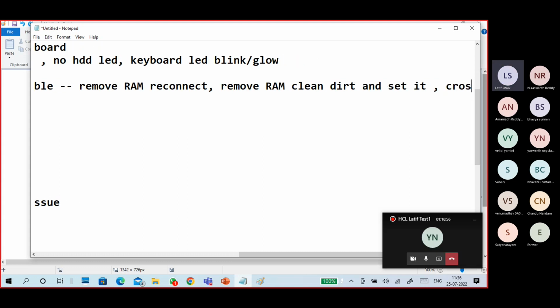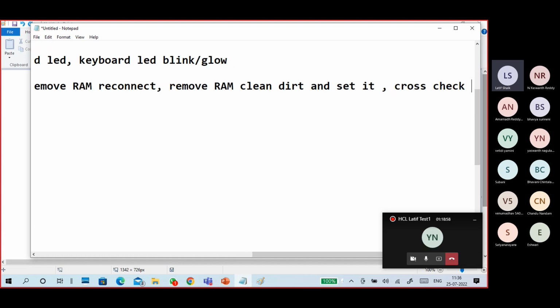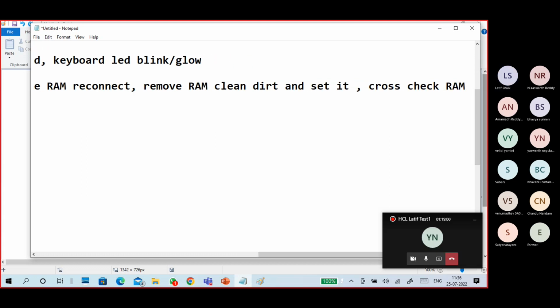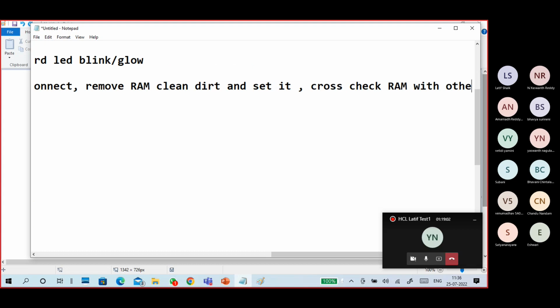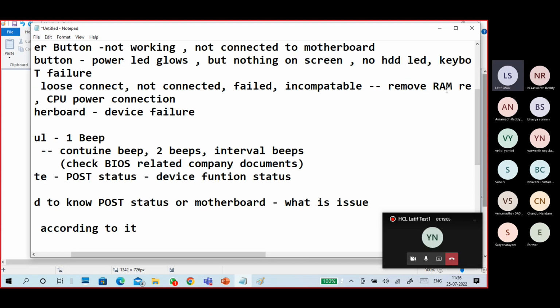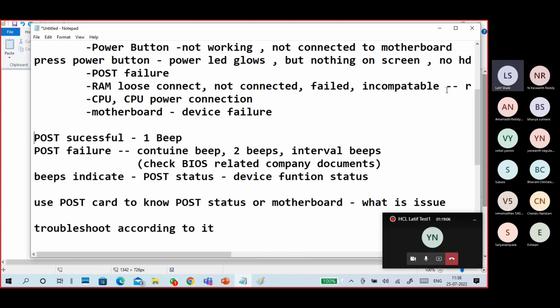Next one is cross check. Cross check the RAM with another system or another RAM, and make sure the RAM is working. A CPU problem may be there, or a CPU power connection problem, so that's why the system is not working. The possibility is the same: remove the CPU and connect it again.